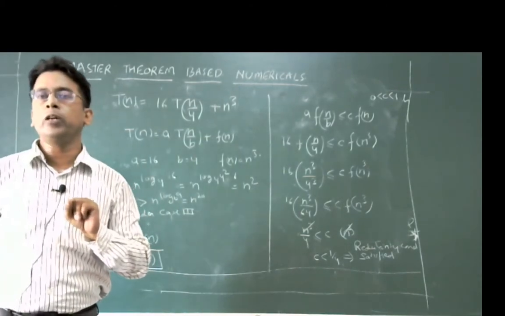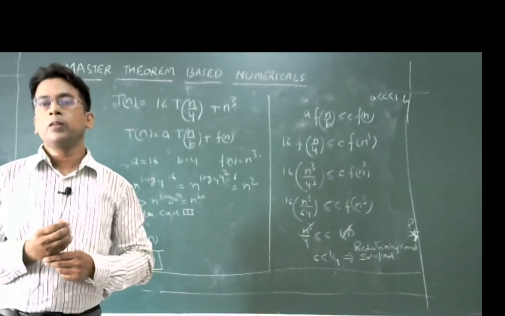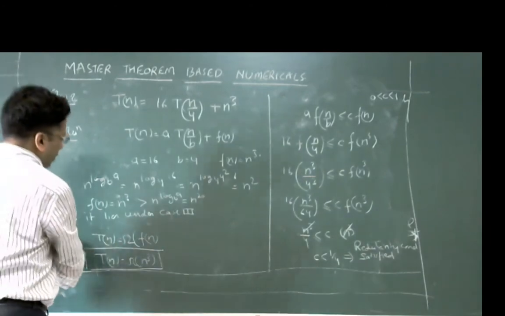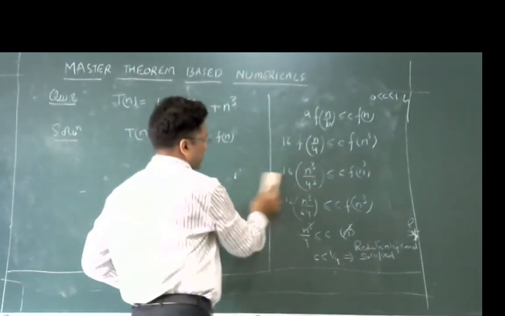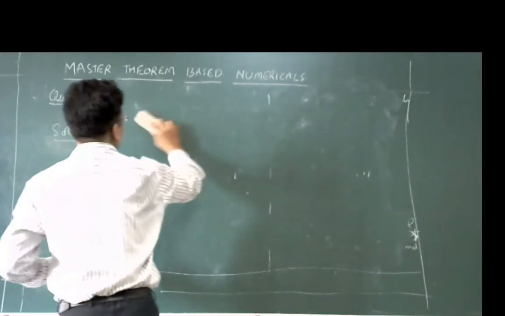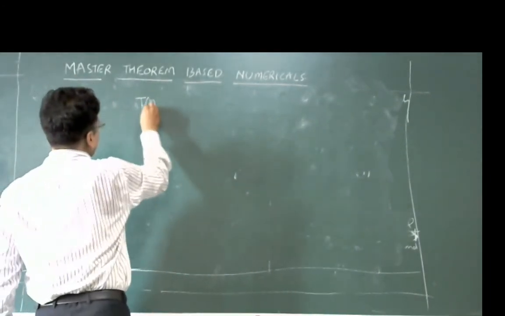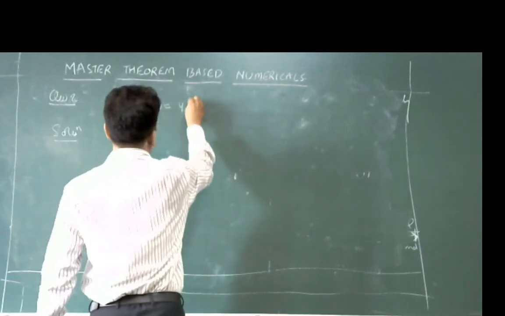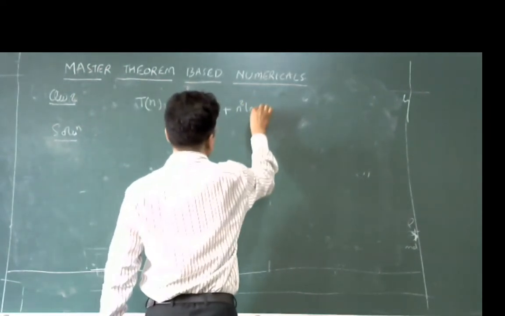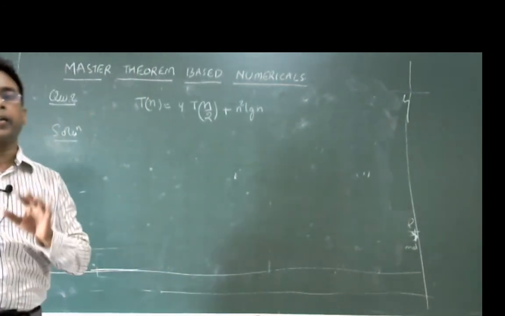After this, I am going to give you another numerical in which the master's theorem cannot be applied. I am just rubbing this page and writing the third numerical. The next numerical is T(n) is equal to 4T(n/2) plus n square log n. Now this question is a particular example in which the master method cannot be applied.